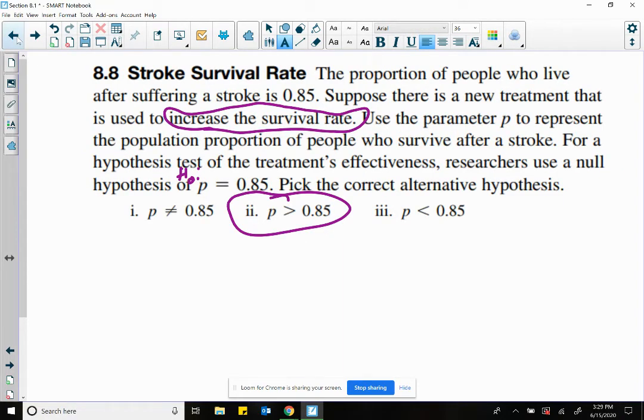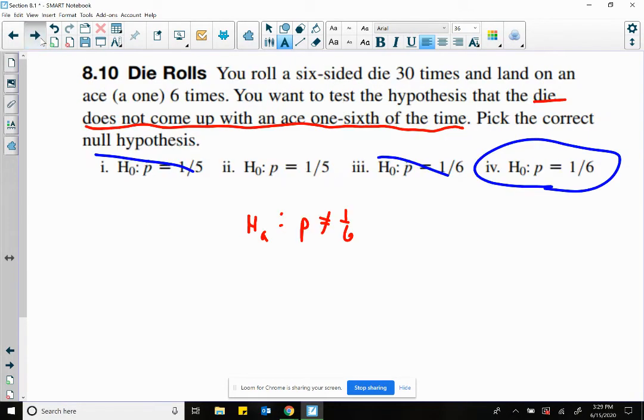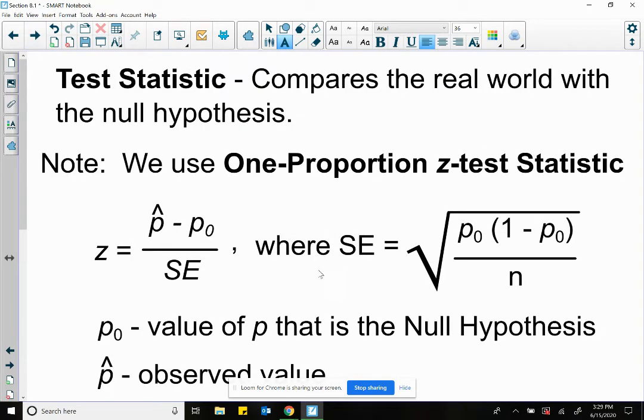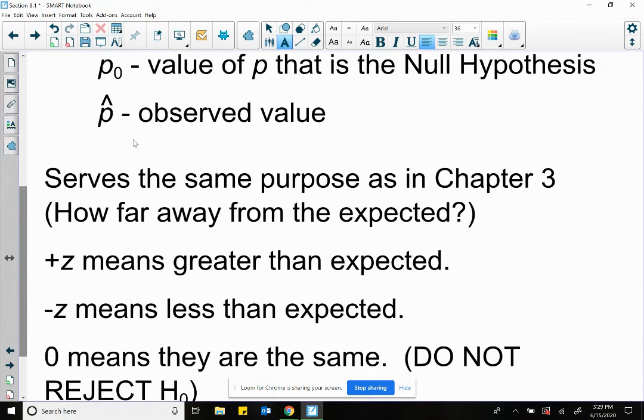Taking 18 divided by 30 and getting that 0.6, that's our p hat. So that's what we're talking about back in here. Give it a second to think about its job. So that's this guy. That's the observed value. It serves the same purpose as it did in chapter 3.